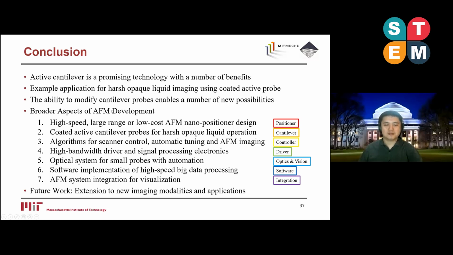The broader aspects of AFM development include a lot of them, like the positioner, cantilever, controller, driver, optics, vision, and software integration. So basically, due to the time limit, we will not be discussing all that in detail, but we do get a general overview of the cantilever aspect in detail. So for the future work, we'll try to extend to new imaging capabilities and modalities for various applications.